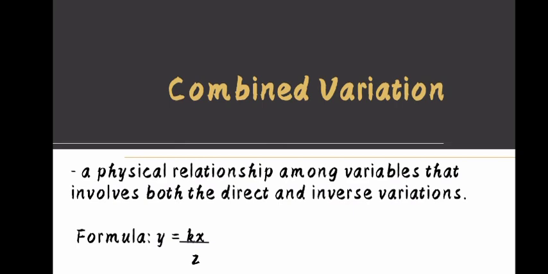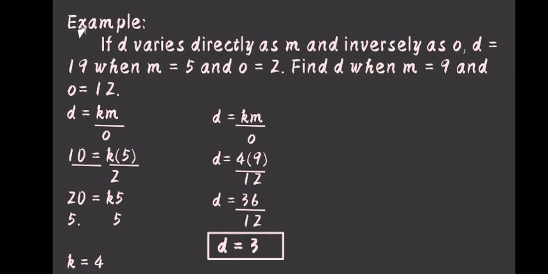Combined variation: a physical relationship among variables that involves both direct and inverse variations. Formula: y = kx over z. Example: if d varies directly as m and inversely as o, d = 10 when m = 5 and o = 2. Find d when m = 9 and o = 12.